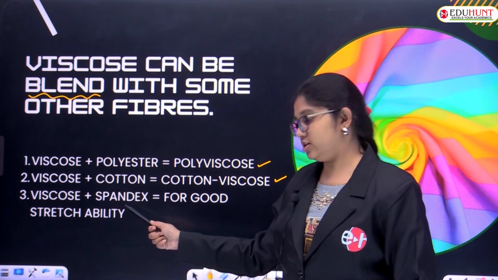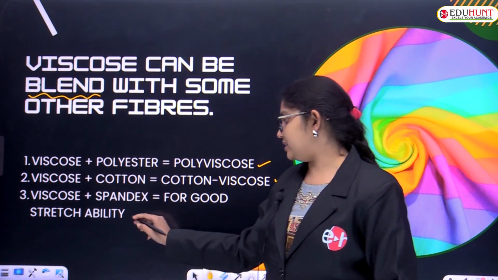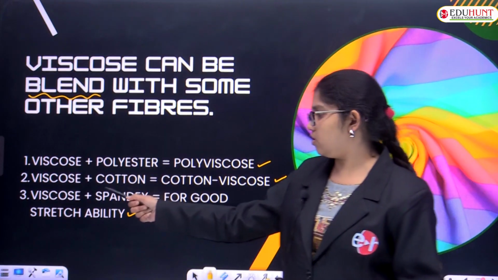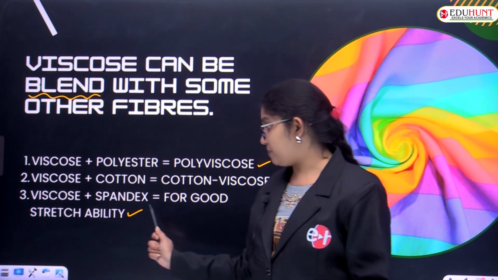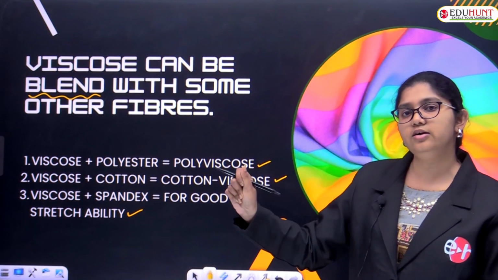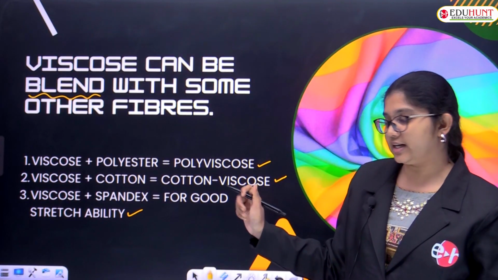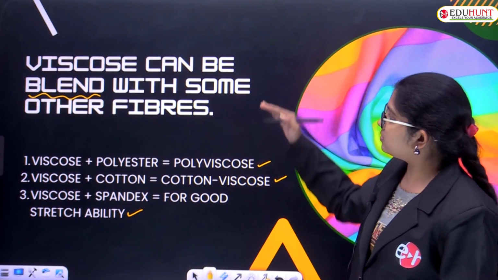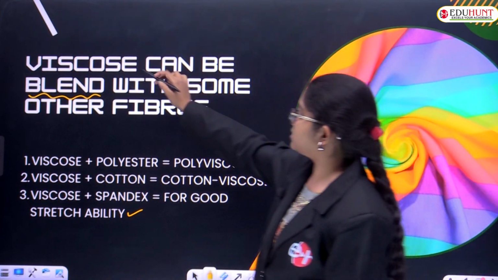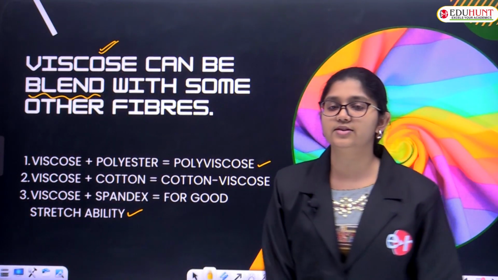It's a synthetic fiber, children, for good strength. See, viscose is strong already. If you mix spandex, it has that kind of stretchable, elastic property. You'll get it. Okay, so all these are some other blending properties of viscose fibers. Viscose can blend easily with other fibers.